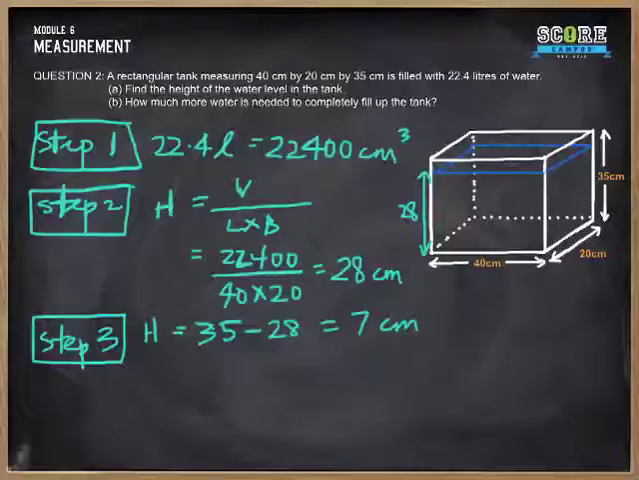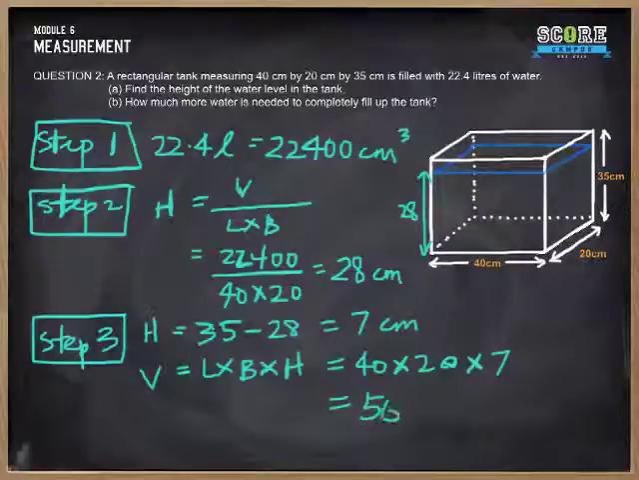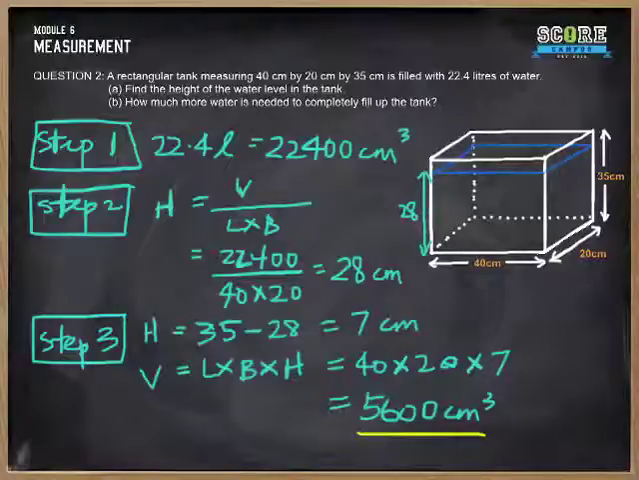So let's now calculate volume plugging in that height. Volume is once again L times B times H, length times breadth times height. Base area remains the same. The height is just 7 cm, just the top portion. When you do the mathematics, you get 5,600 cm cube. So 5,600 cm cube is all that is required to fill water all the way to the top of the tank. And that's your final answer. 28 cm is the height of the water level.